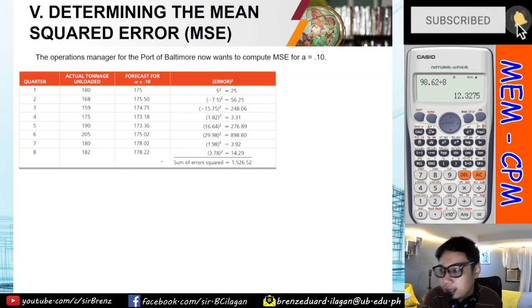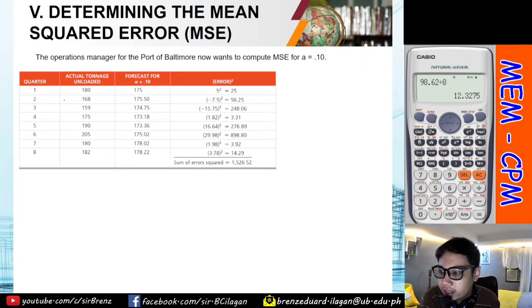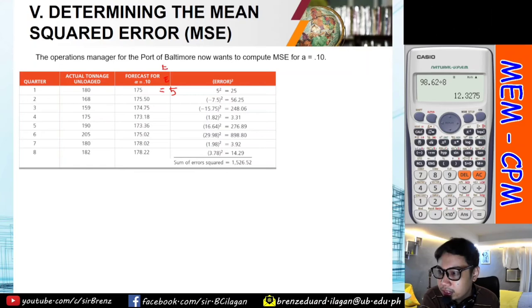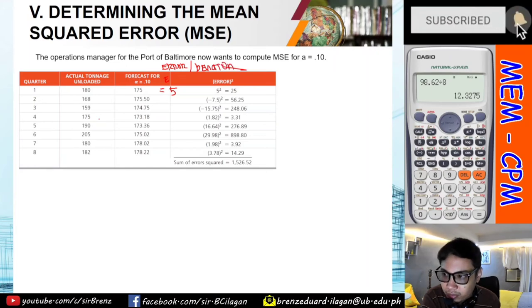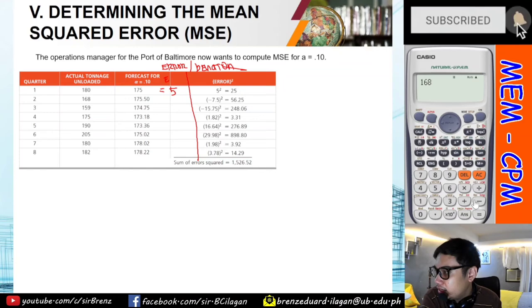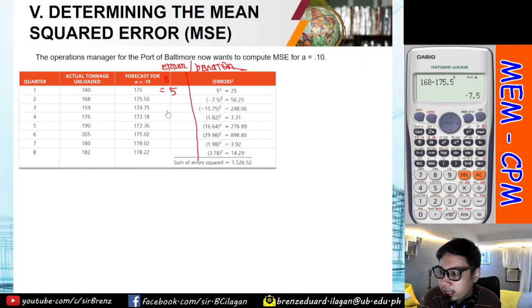Okay, given yung mga data, guys, ito lang naman yung nagbago dun. So, yung deviation niya, or yung error nitong dalawa, actual versus forecast, ano lang to, di ba ito is 5. Difference lang yan. Tapos, yung error, ito yung error. Dininote niya to as error. Or yung deviation niya. Error or deviation between the actual and the forecast. So, in-squared niya lang dito sa last column. So, subtract mo lang to, for example, yung second data nga natin. So, 168 the actual minus 175.5.